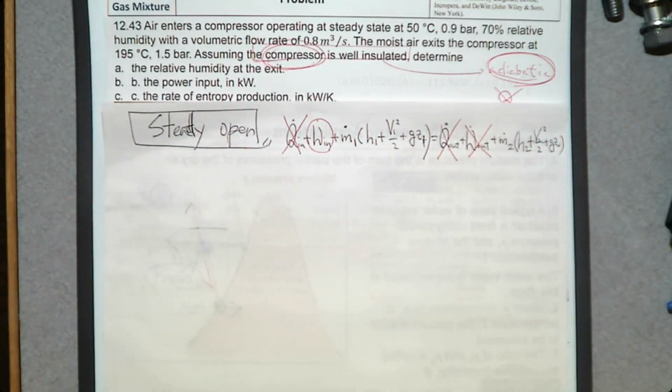And what is the counterpart? What is the one that produces work rather than consuming work? Turbine. So there are two things. Turbine produces work. Compressor consumes work. So those are two separate things, but the energy balance equation looks pretty similar.